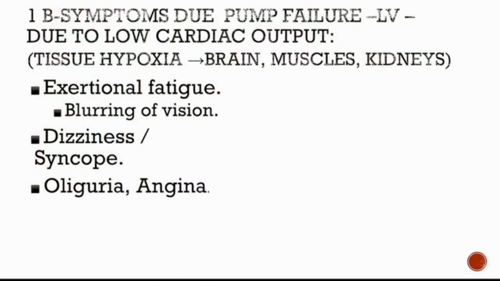That is, when the left ventricle is failing, it will lead on to decreased cardiac output. So first we have mentioned the symptoms due to pulmonary congestion. So now what will happen? There will be tissue hypoxia. It can affect the brain, causing confusion, muscles, causing fatigue, and kidneys, causing renal failure.